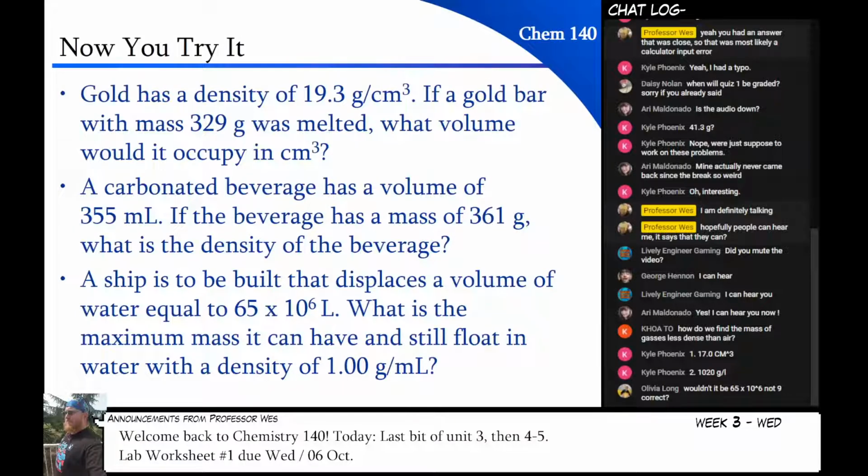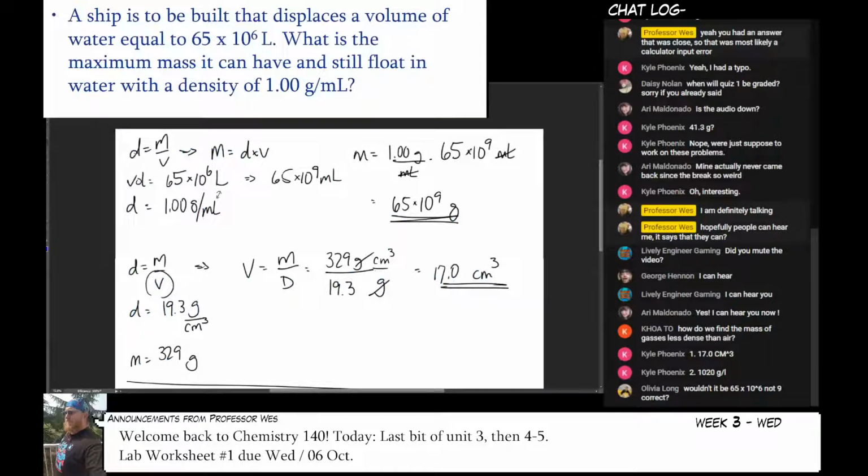Times 10, did I write the wrong number? Oh, so it's times 10 to the 9. The reason for that is because the volume is in liters, so it's 10 to the 6 here when it's in liters, but to make it milliliters, you get more of them. Since it's grams per milliliter and not grams per liter, our answer should be times 10 to the 9.